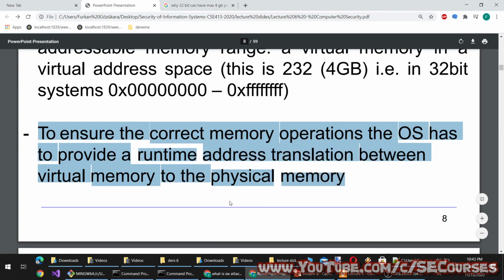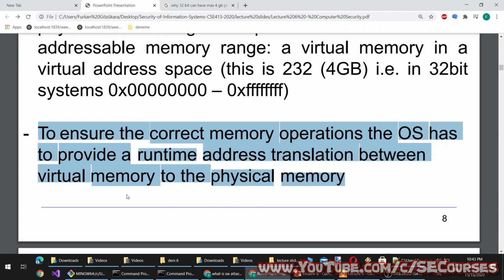To ensure the correct memory operations, the OS has to provide a runtime address translation between virtual memory to the physical memory.